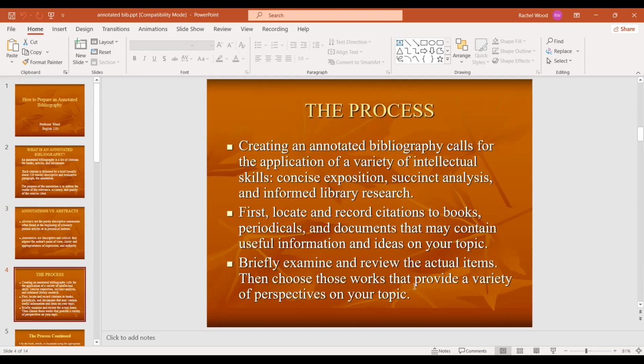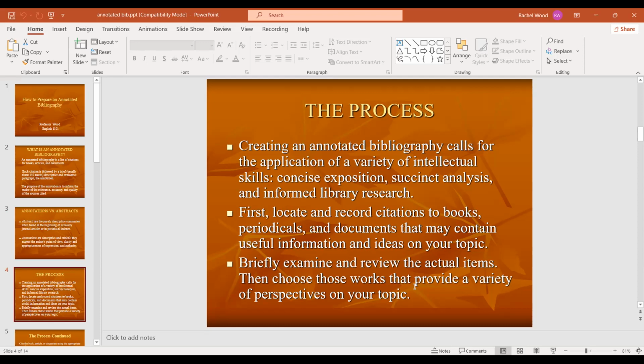When you're creating an annotated bibliography, it calls for the application of a variety of intellectual skills. So it's going to really require concise expression, exposition, analysis that is very succinct, and informed library research. This does mean you're going to have to read the articles that you pick. And that's the biggest thing that I can tell you. The biggest piece of advice is make sure you're actually reading the articles.